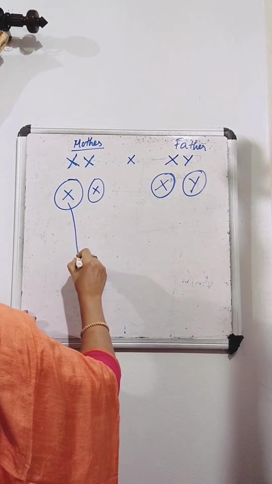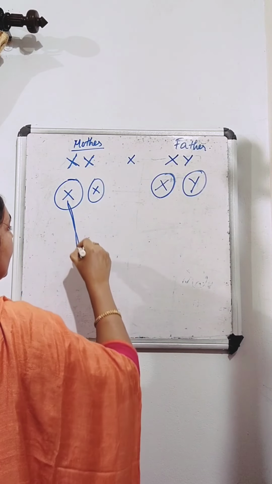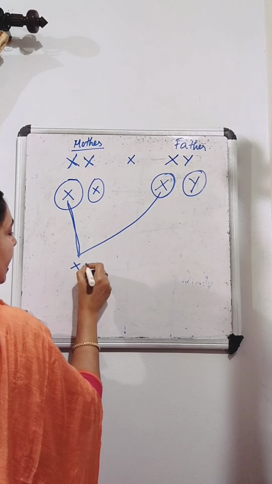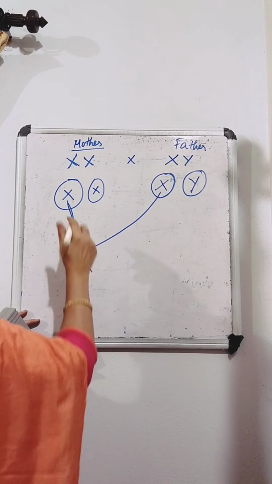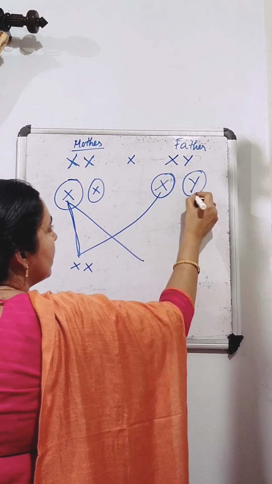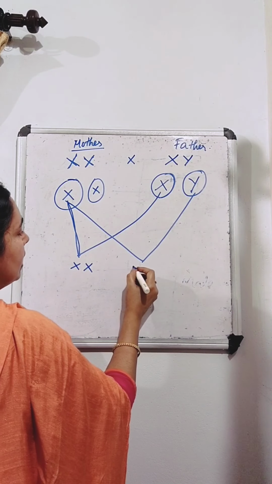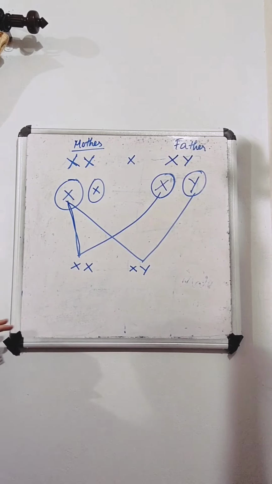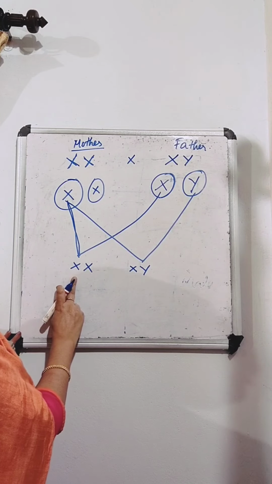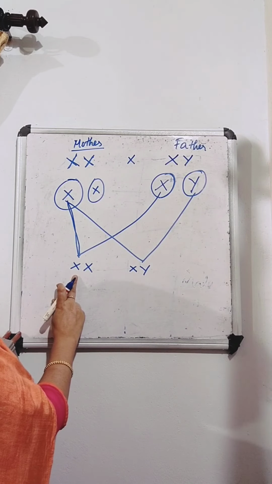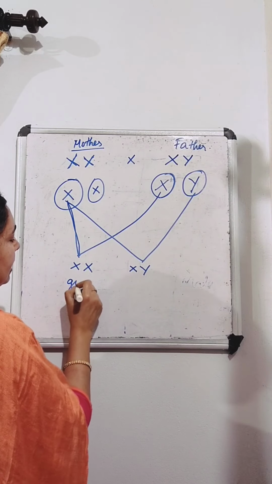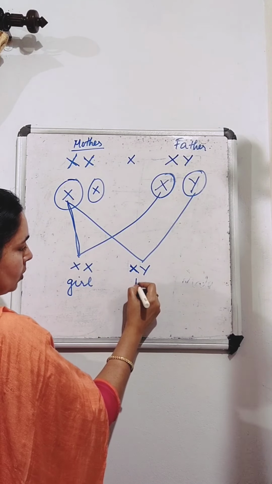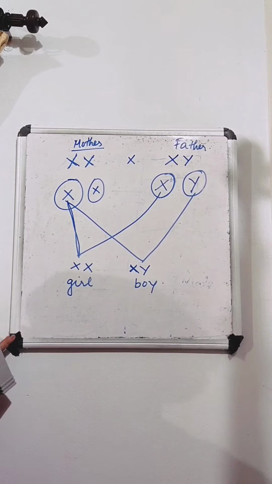So during fertilization, if this egg fuses with this sperm, what about the chromosome in that new zygote? X and X. But if this ovum is fertilized by this sperm, what about the chromosome in that zygote? It will be X and Y. So what about this child? This child will have 2 X chromosomes in its sex chromosome, so it will be a girl. What about this child? It has 1 X chromosome and 1 Y chromosome. So that child will be a boy.